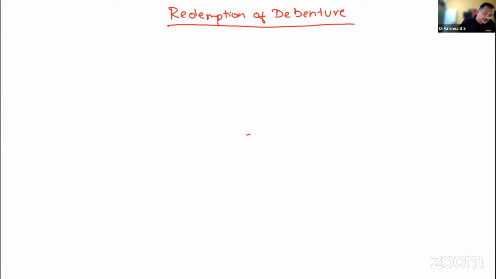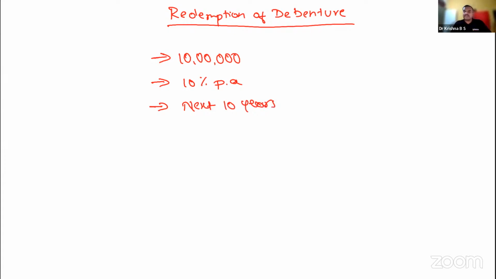They will tell, sir, you please invest. I will tell an example: sir, you please invest 10 lakhs in my company. I will give you 10% interest per annum. Every year I will give you 10% interest. For how many years? For the next 10 years, sir, 10% every year I will give you. No problem, don't worry. 10% means on 10 lakh you will be getting 1 lakh interest every year. Enjoy, right? But there is a condition. After 10 years, I will give back your money.